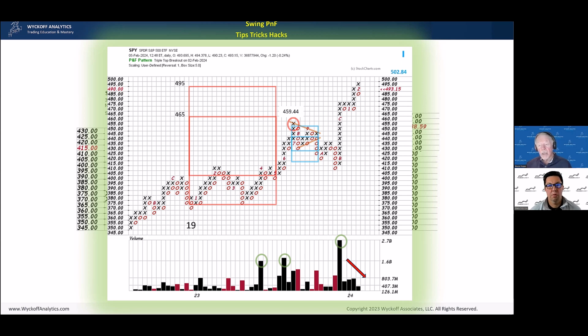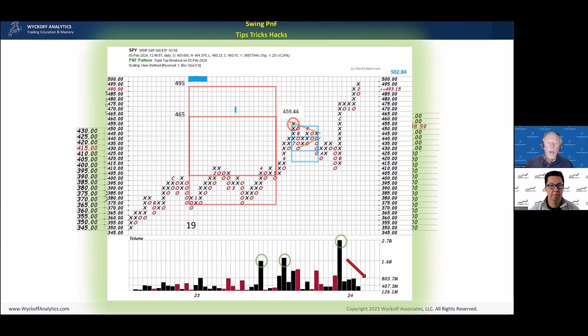I just checked it, Blake. Yeah, I was going to say, we're at 502 right now in the Spider. So we've reached the upper end of the point and figure target area. So is that why you think there's some risk at this moment? Yes, we have the deteriorating breadth, which we looked at.